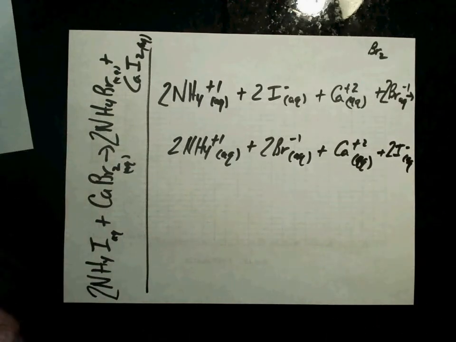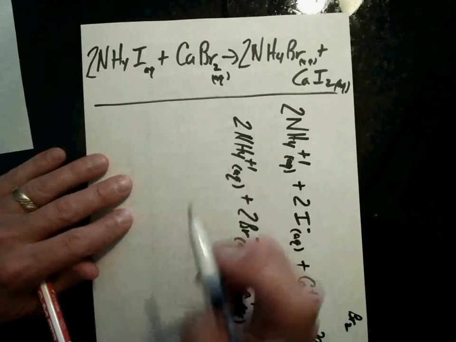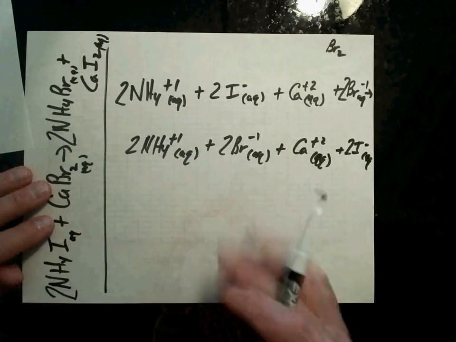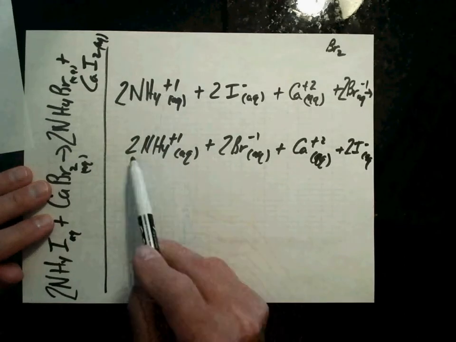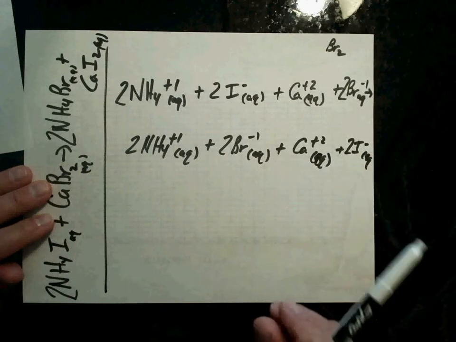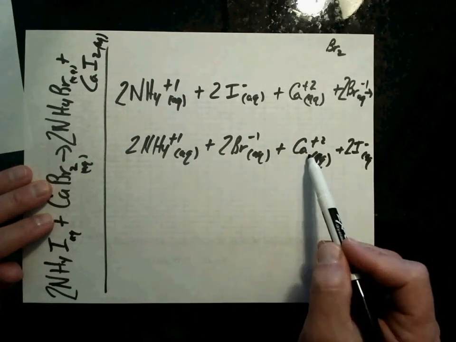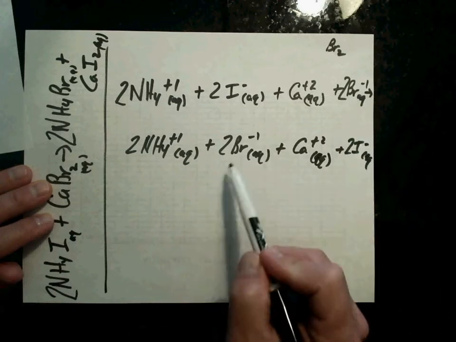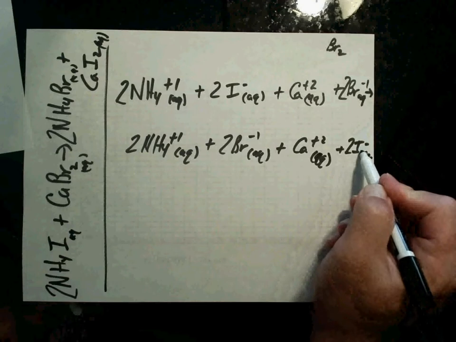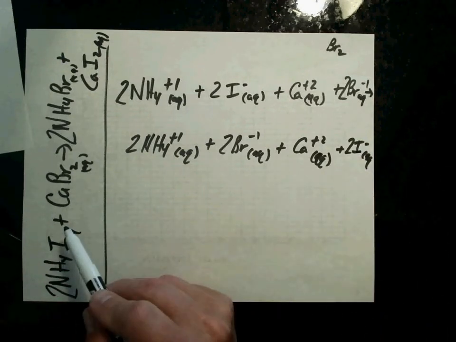Notice the law of conservation of mass works. And what I mean by that is we started with the law of conservation of mass by just balancing it. But also notice my ions balance. I have 2 ammoniums on the left, 2 ammoniums on the right. 2 iodines on the left, 2 iodines on the right. 1 calcium on the left, 1 calcium on the right. 2 bromines and 2 bromines. So the law of conservation of mass has to stay the same, whether it's an ion or atoms when you're balancing.